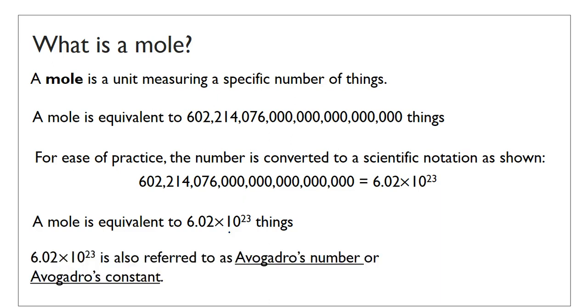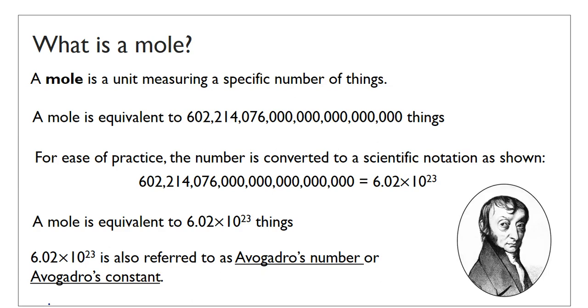This particular number is also referred to as Avogadro's number or Avogadro's constant. I think I'm going to call it Avogadro's constant just to highlight the fact that it is a constant, which means that it will never change. It is named after the Italian scientist Avogadro, and I think this is the only portrait of him, and he did not look very happy in it. This is why you should always smile in any photo that is taken of you, because it may be the only surviving photo and then people may think that you never smile. Anyway, it was named after him even though he actually didn't discover this number.